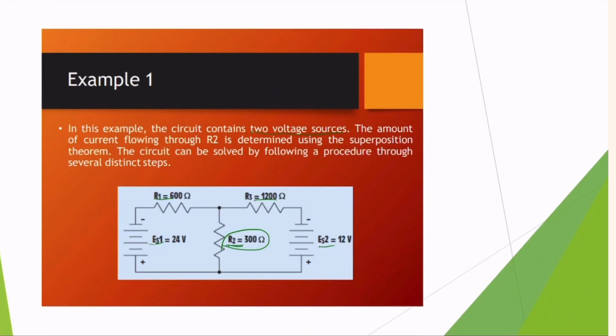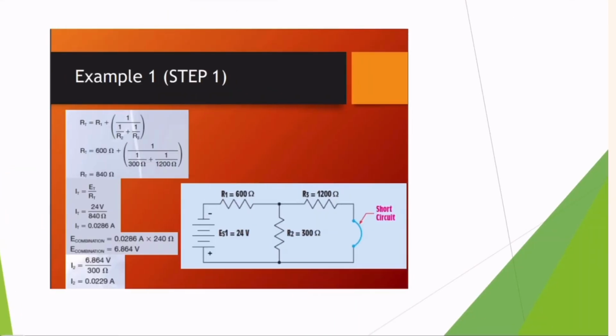So the step is we try to replace each power source with a short, and after that we find the current for each power source acting independently. After that, we just algebraically combine the results. So step 1 is we replace E2 with a short.